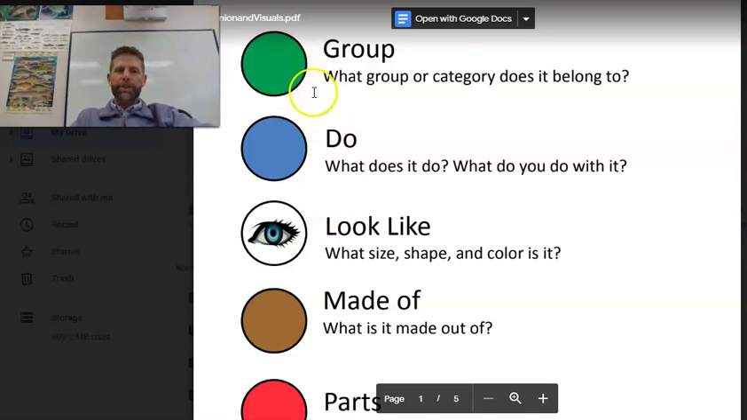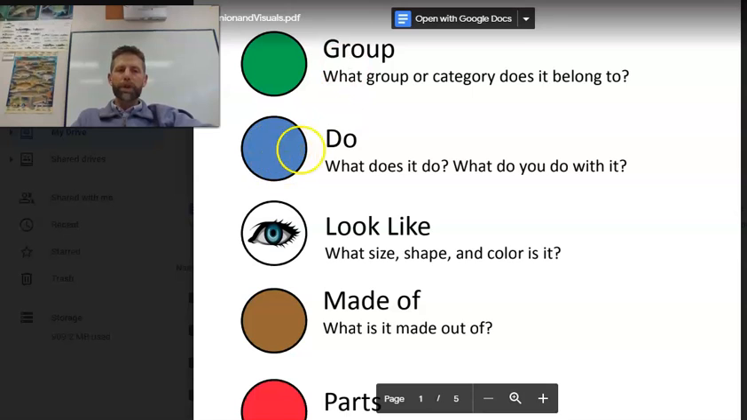First thing that I need you guys to remember is green means group. What group or category does it belong in? So if I said a spoon, you would say the group that it fits in is a utensil. If I said a hammer, the group that that belongs in is a tool.